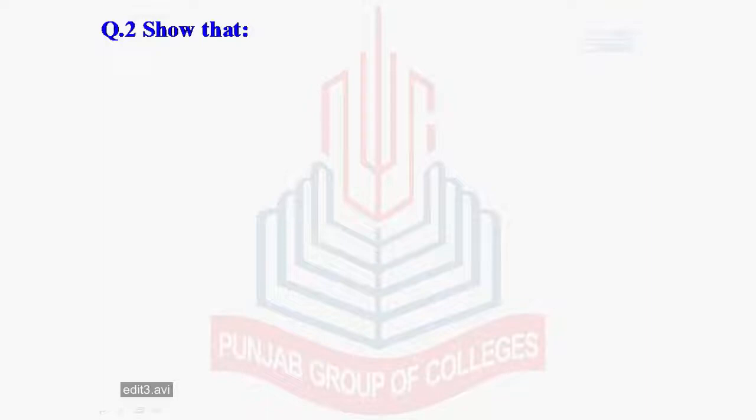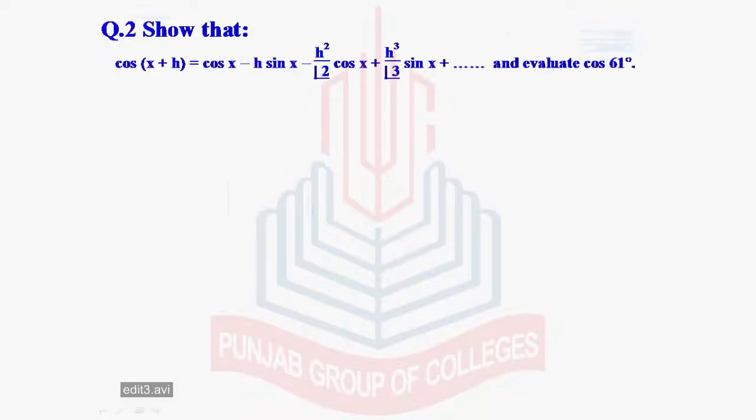Question number 2. Show that cos of x plus h is equal to cos of x minus h sin x minus h square divided by 2 factorial cos of x plus h cube over 3 factorial sin x plus, and so on, and evaluate also cos of 61.